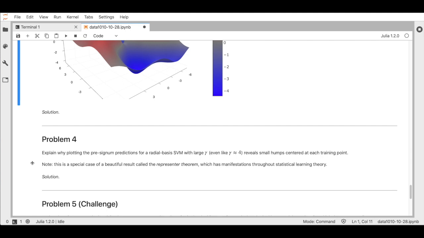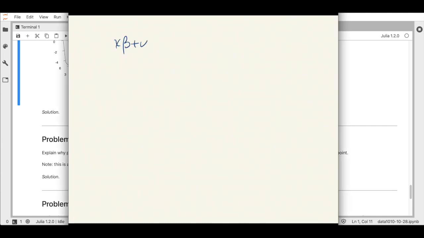Finally, problem 4 asks us to explain why that's true. Why do we get these little Gaussian humps if we use a Gaussian kernel? So if you recall, the function that we take the sign of to get a prediction is x beta plus alpha. And if we substitute beta as x transpose eta O dot y, then our formula becomes the test kernel matrix K times eta O dot y plus alpha.